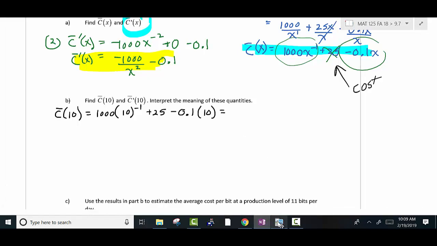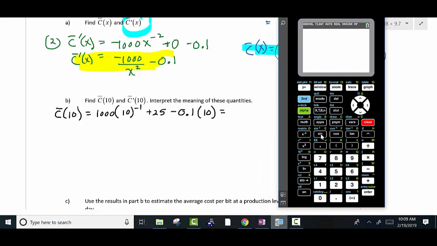You can even do the 10 to the negative 1 on the calculator if you want to. You don't have to change that to a negative exponent. So you can just type it in one step, 1,000 times 10 to the negative 1. Okay, you can do it like that if you want to. Okay, and then it would be plus 25 and then minus 0.1 times 10. And as long as you get everything put in your calculator right, that should give you a result. So that is $124 is what I'm getting there then. Okay? All right, so that takes care of that.